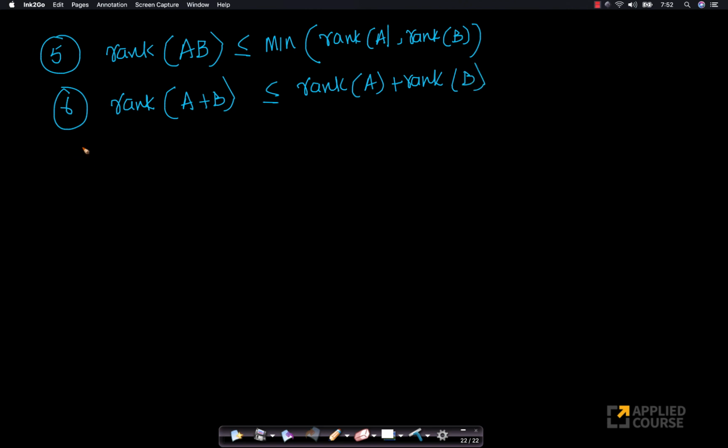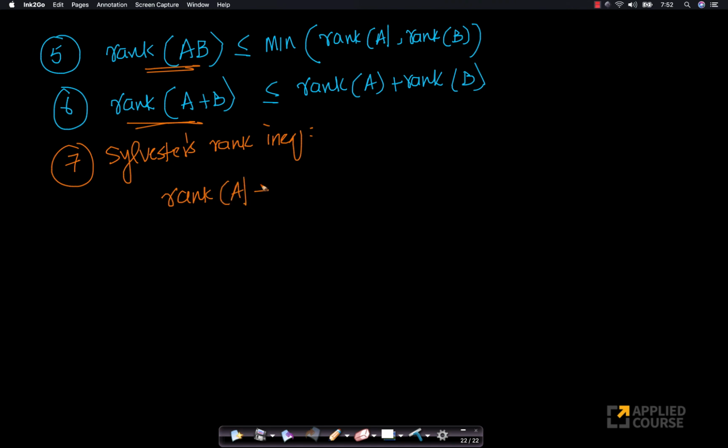There is actually a special formula here which is very interesting. If I recall well, this is called Sylvester's rank inequality. It is a more intricate form of rank AB. Let me write the formula itself. It says rank of A plus rank of B minus N is less than or equal to rank of A into B. This is a more intricate inequality as compared to 5 here. It's saying rank of the product of A and B is greater than or equal to rank of A plus rank of B minus N. I hope this is clear.